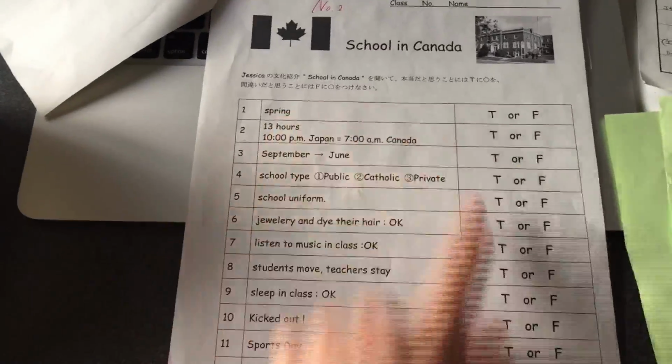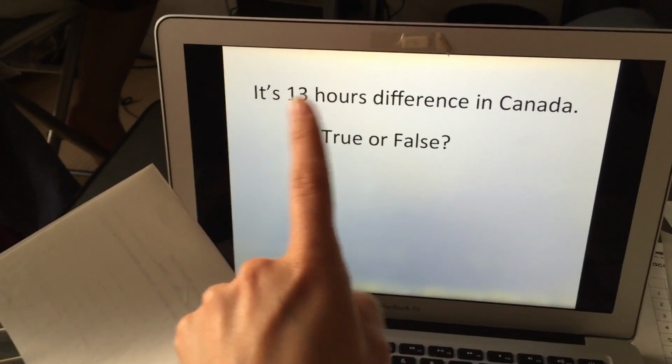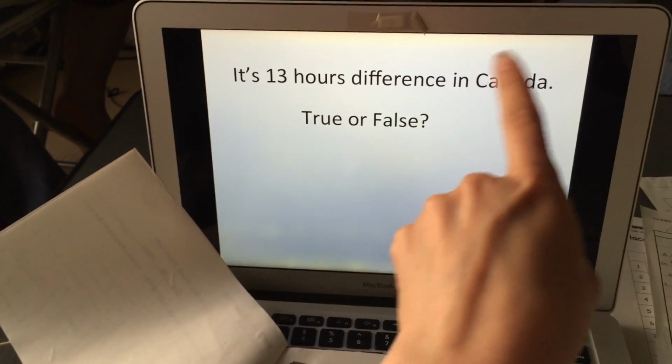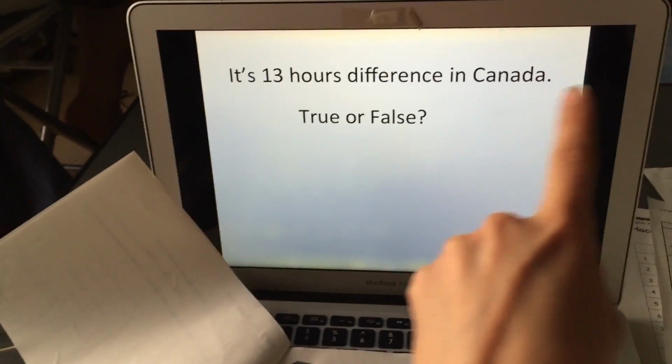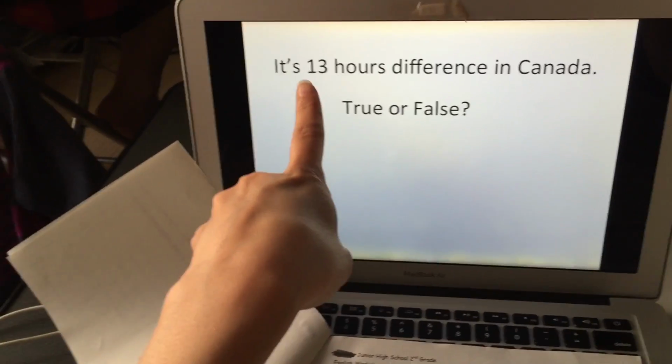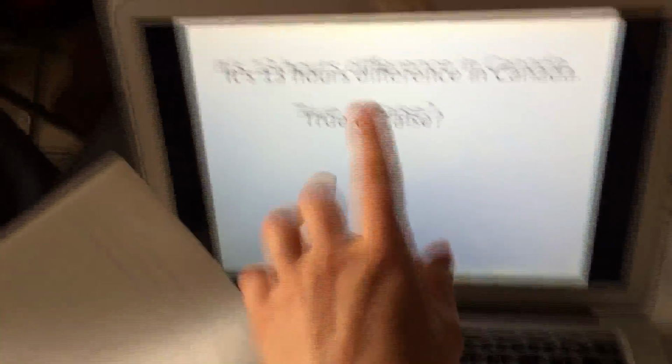The first step is I would show the slide. So for example, it's a 13 hours difference in Canada. True or false? In Canada, really, it's relative to where I'm from, which is the Rocky Mountains, so standard mountain time, I think. And it is a 13 hours difference. Then the kids had to vote true or false, so they'd raise their card. And if they didn't understand this question or statement, then the teacher would explain it in Japanese.